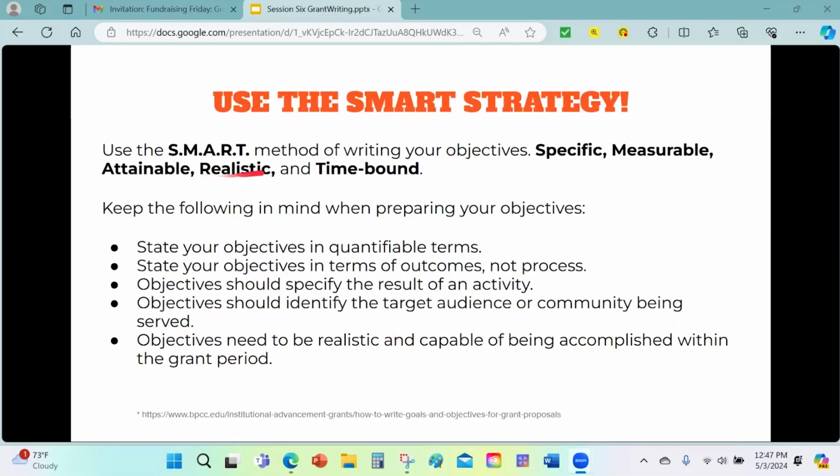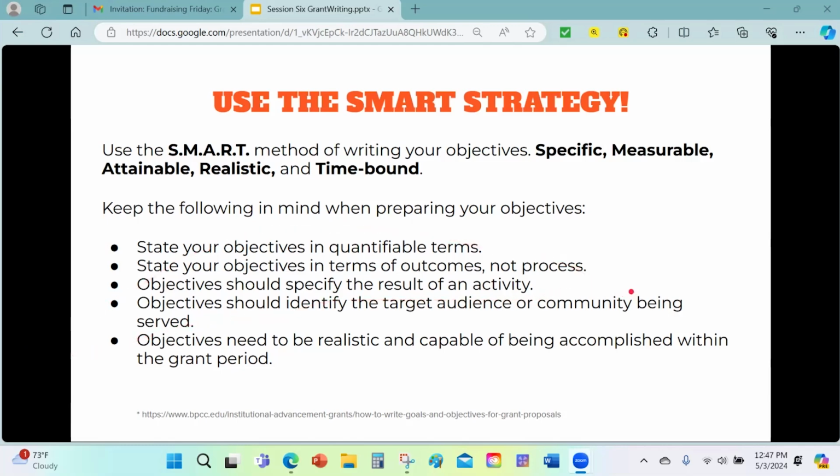You can also use the SMART system. This is really good. All objectives must be specific, measurable, attainable, realistic, and time-bound. Again, you want to state your objectives in quantifiable, measurable terms. You want to state your objective in terms of outcomes, not process. So you don't want to talk about the process of doing something, right? You don't want to go into detail about creating the survey. You just want to talk about the outcomes. How many students took the survey during the after school program, right? You want to specify the result of an activity.